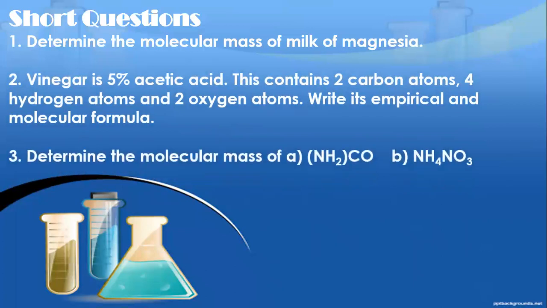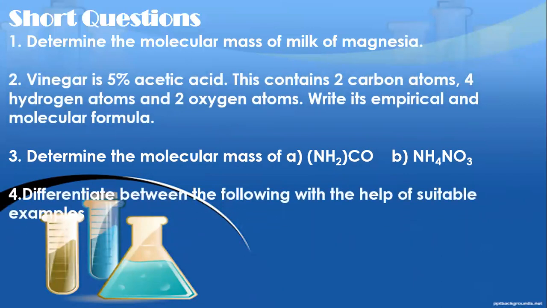The third one is determine the molecular mass of ammonium carbonate or urea, ammonium nitrate, NH2CO and NH4NO3. You have to determine the molecular mass of both these compounds.